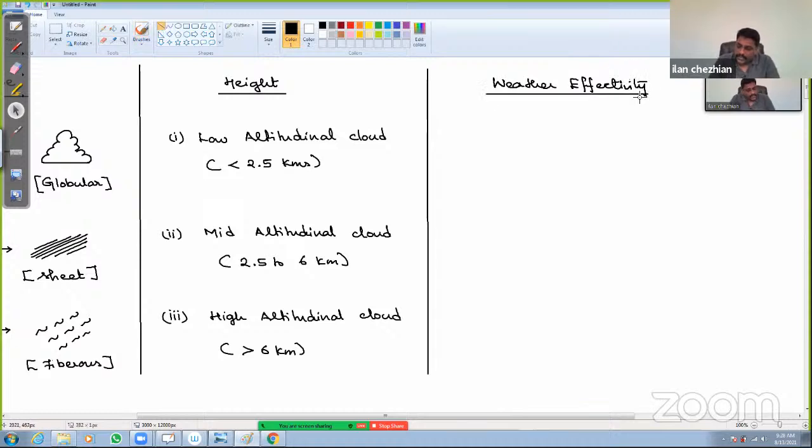Based on weather effectivity, meaning what exactly is the weather it is inducing. In that regard, a few clouds you call them as what? Fair weather cloud. What is this fair weather cloud, if you ask me? Fair weather.